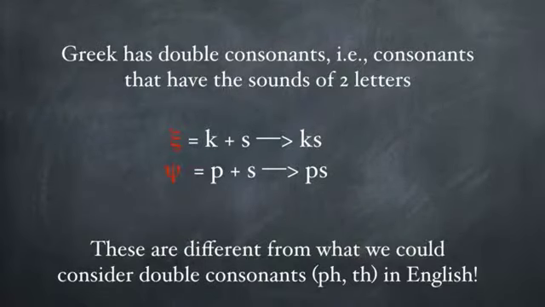On top of this, Greek has double consonants, that is, consonants that have the sound of two letters. Examples of this are, again, xi, it's a K plus S, and psi, P plus S. And just to reiterate, these are different from what we would consider double consonants in English. We tend to think that the P and the H, because we write those letters together to give us the F sound, or TH, we write them together to give us the th sound, that they're double because they have two letters. But in ancient Greek, the F sound from PH is one letter, it's a phi, and the TH again is one letter, it's a theta.